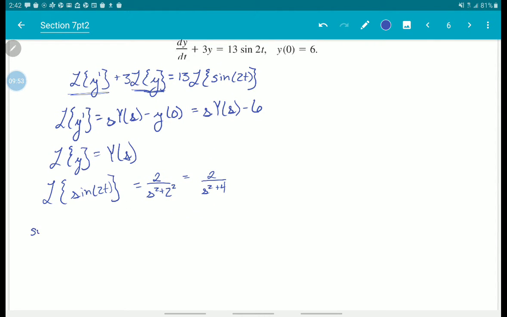So let's make our substitution. We have all the pieces. We've taken the Laplace of every single piece. So the Laplace of y prime is s y of s minus 6. The Laplace of y was y of s. And the Laplace of sine of 2t is 2 over s squared plus 4. So simplifying.